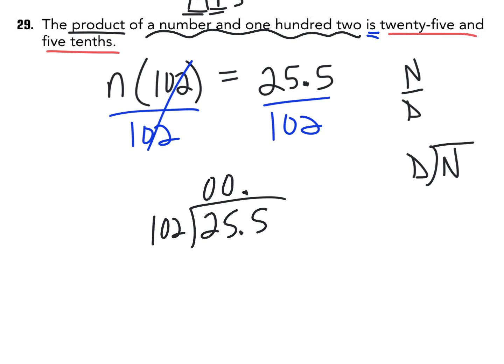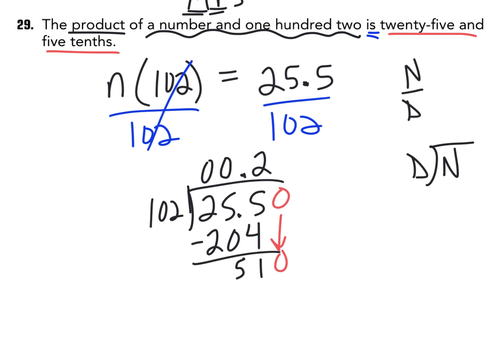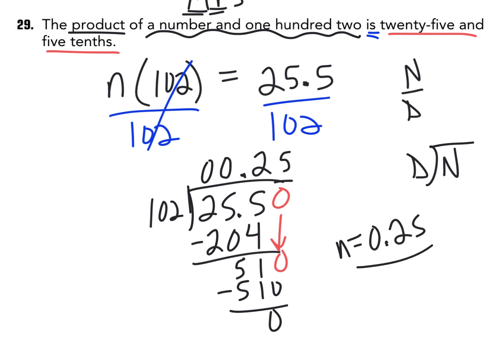We're looking first at 102 into 255, which would go 2 times. You could work that out to the side, would be 204. And then we can add a 0 and bring it down. And this did not look real great for a minute there, but actually 102 goes into 510 5 times evenly. So our answer would be n equals 25 hundredths. A lot of times they'll put a 0 and then a decimal point. If you just put .25, it's a little bit harder to see the decimal point sometimes. That's why they put the 0 in front, I think.